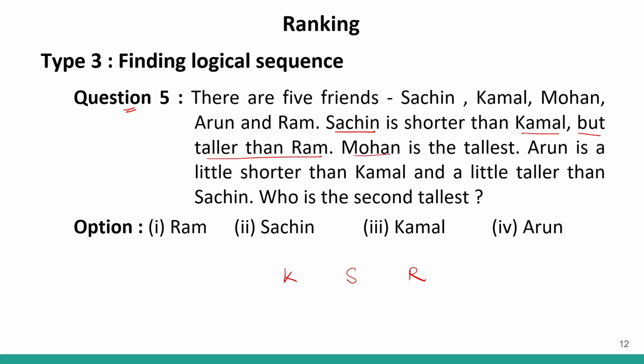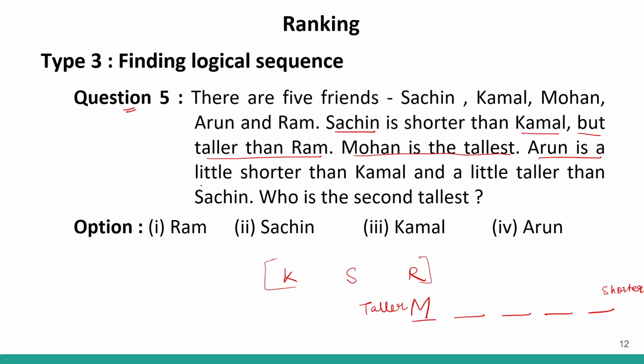We know that Mohan is the tallest. So now if I have 5 positions, 1, 2, 3, 4, 5, I can place Mohan over here. This is the taller side and this is the shorter side, okay? So now I can place Mohan over here. Mohan is the tallest. This information is given to us. We are keeping it on the side.